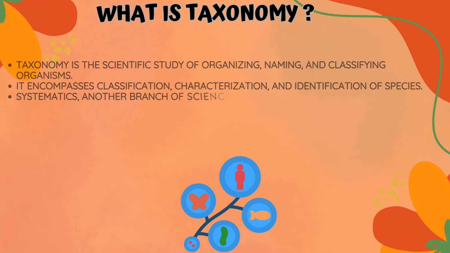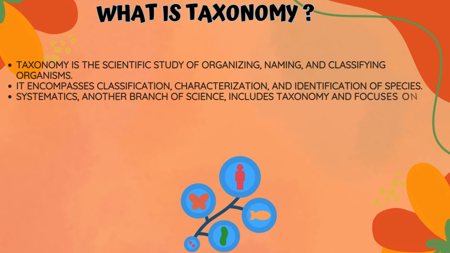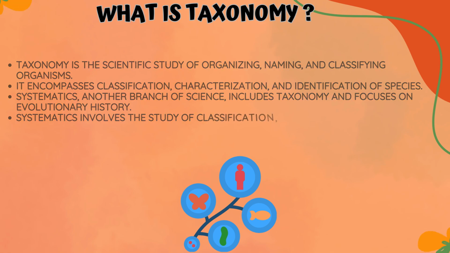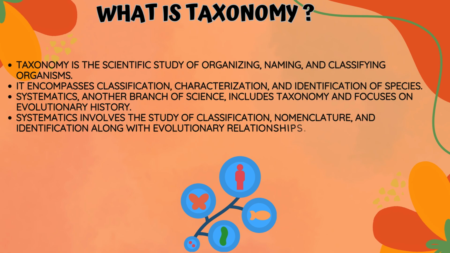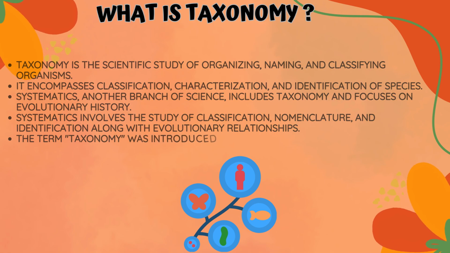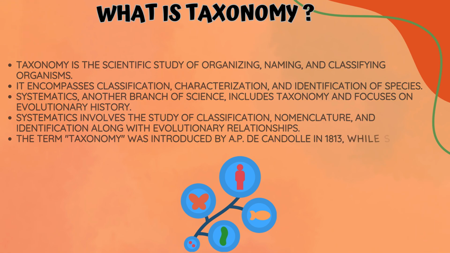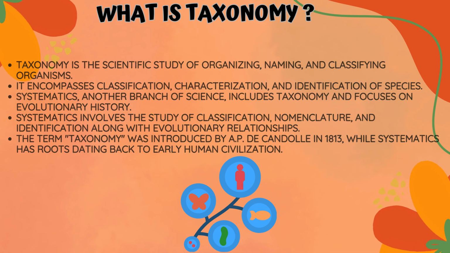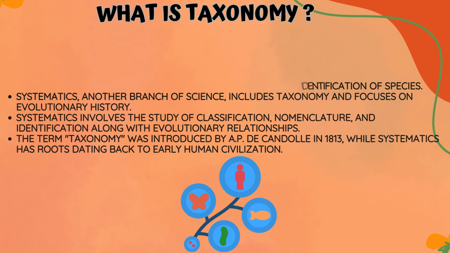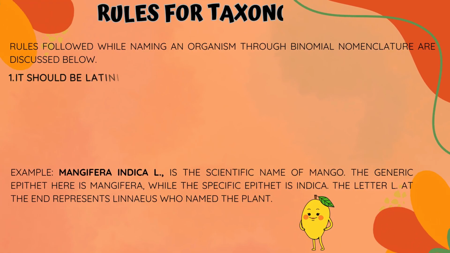Systematics is another branch of science that includes the study of the classification, nomenclature, identification, and evolutionary history of an organism. Thus, the taxonomic characteristics of an organism along with its evolutionary history come under systematics. In 1813, A.P.D. Candolle was the first to introduce the term taxonomy, while systematics was introduced at the time of human civilization.